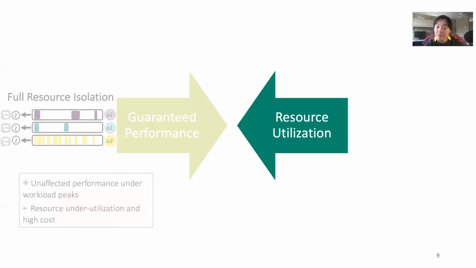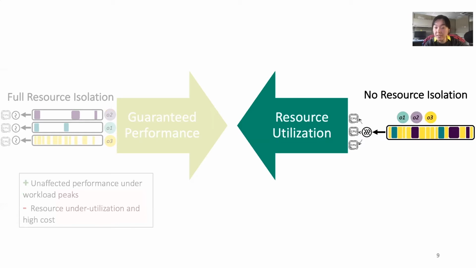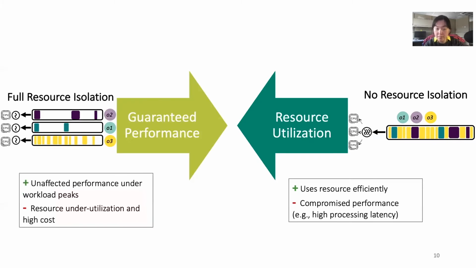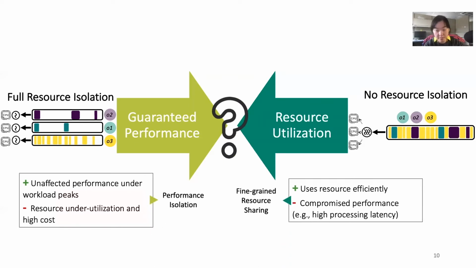On the other hand, for users who have limited budget or resources and aim for higher resource utilization, they could choose to multiplex multiple jobs on shared resources. This approach uses resources efficiently but could lead to compromised performance such as high processing latency. We come to realize that to achieve the best of both worlds, there's a need to design a new stream processing system that allows fine-grained resource sharing with performance isolation.